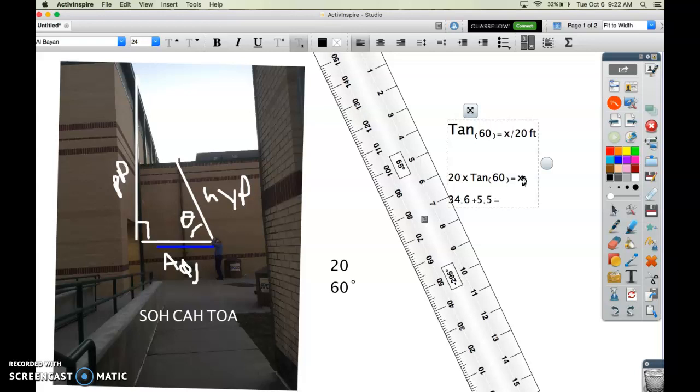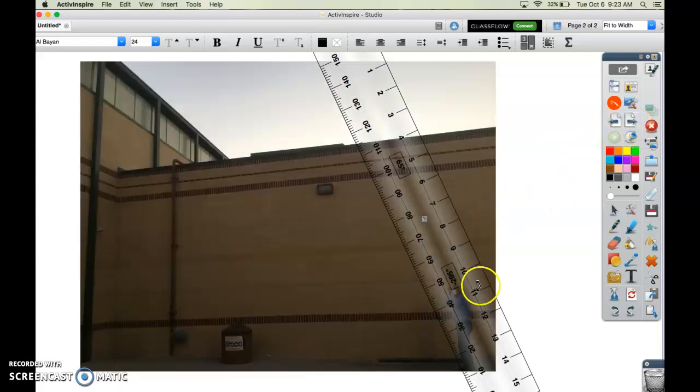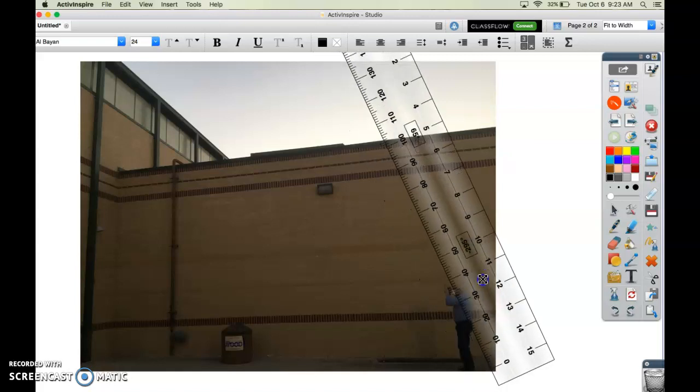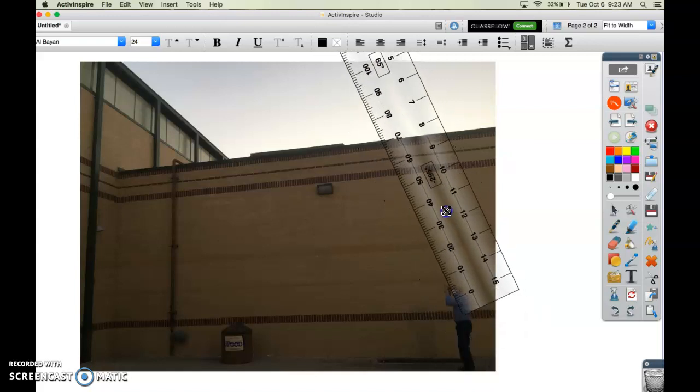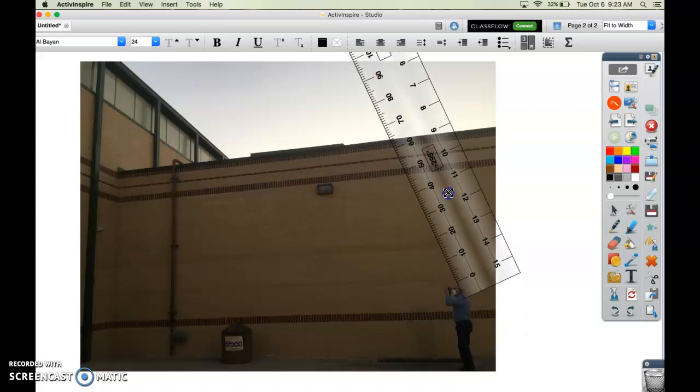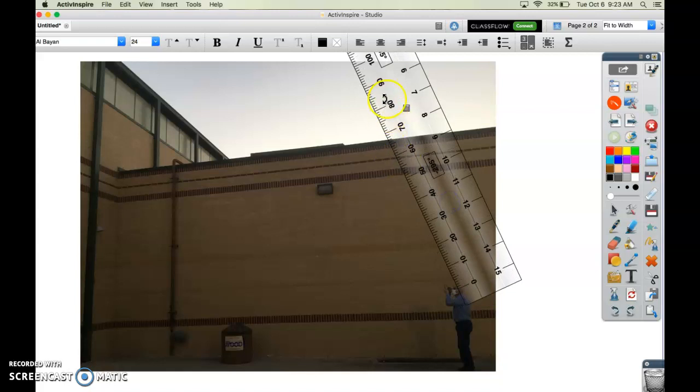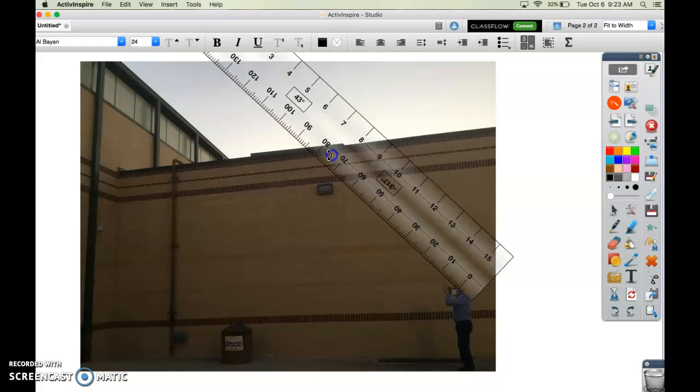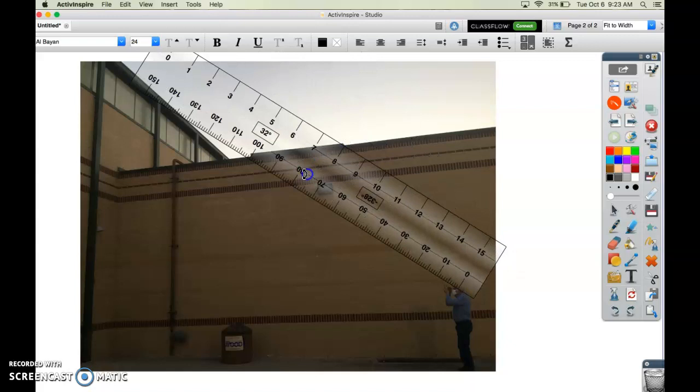Now we're also going to do another one where we go back farther. And when I'm farther, guess what's going to happen to the angle? That's right, you guessed it. The angle is going to get smaller. Why? Because now I'm doing this angle.